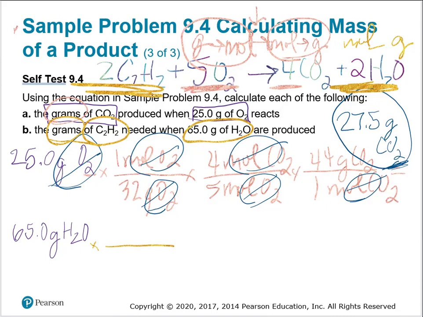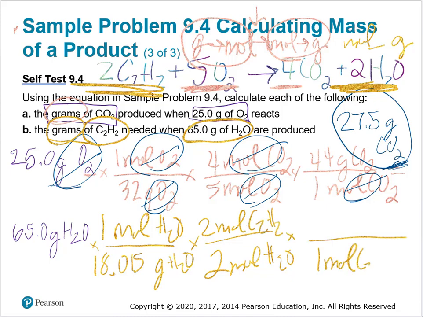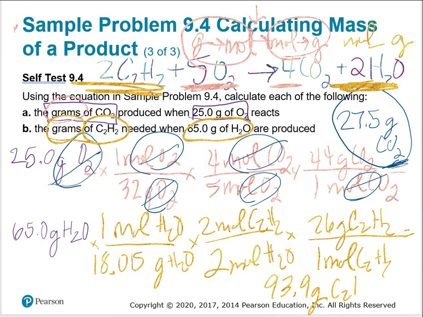Let's get started. We need grams of H2O for every 1 mole of H2O. That's its molar mass. 16 plus 2 is 18.015. We just said that there was 2 moles of water for every 2 moles of C2H2, and for every 1 mole of C2H2 is about 26 grams. And if we multiply across and divide going down, we should get 93.9 grams of C2H2. Check your work and see how you did.